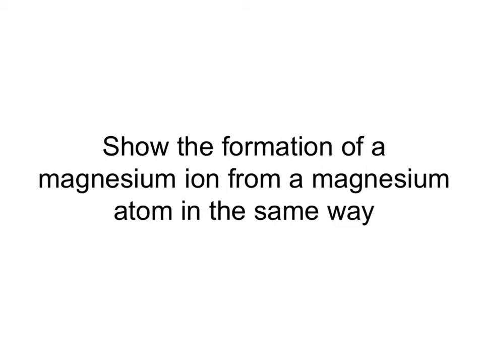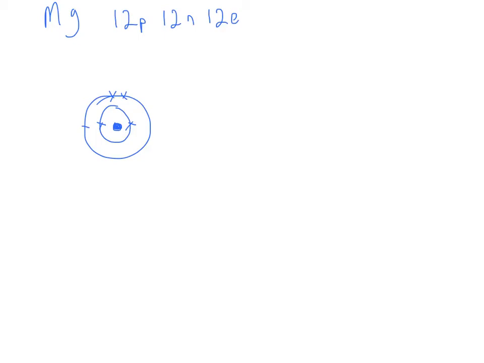Magnesium is in group 2. It's got 12 protons, 12 neutrons and 12 electrons. That means that the nucleus, which I'll just draw as a dot here, of the atom has got 2, then 8, and then 2 on the outer shell. So how will the magnesium atom form an ion? Well, it could either gain 6 or lose 2. In fact, it's going to lose 2 electrons.